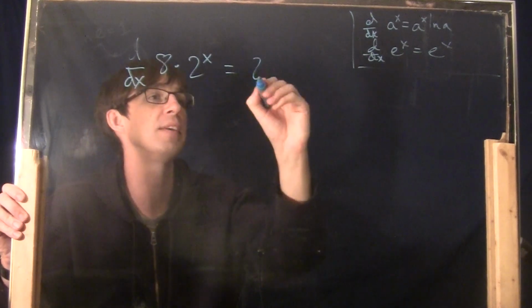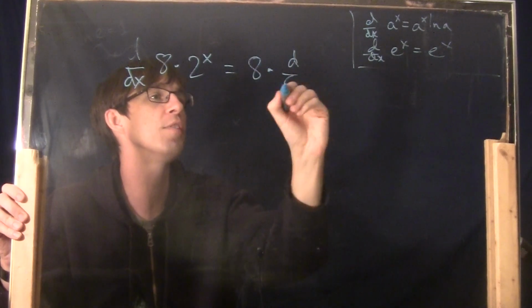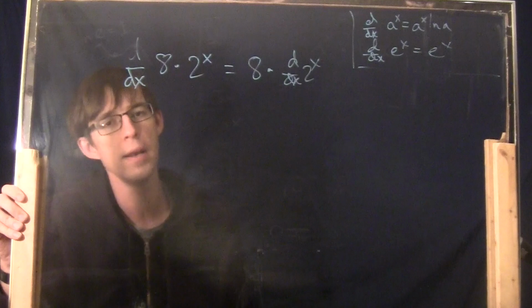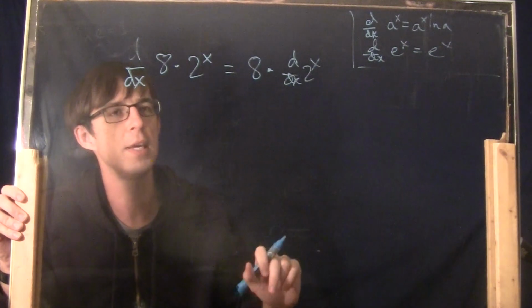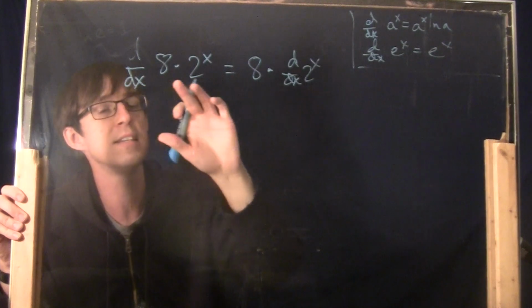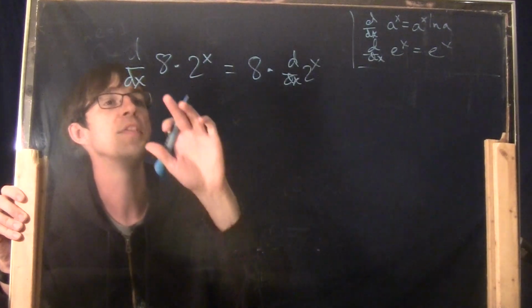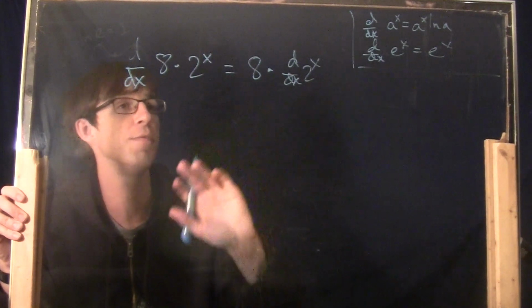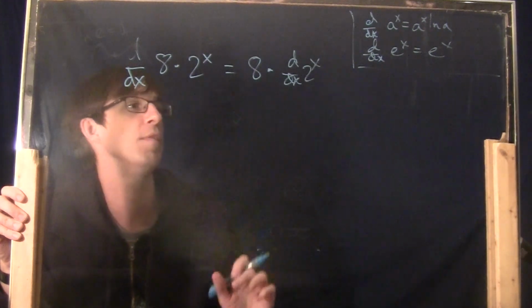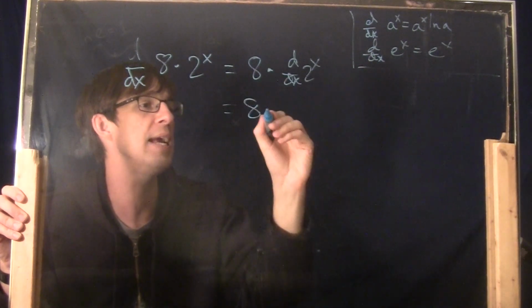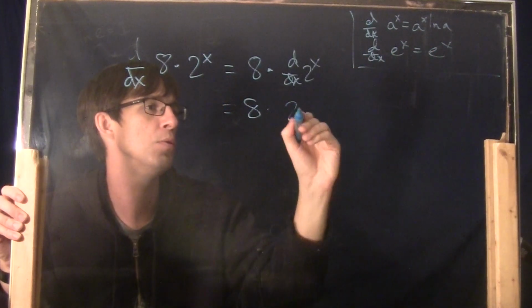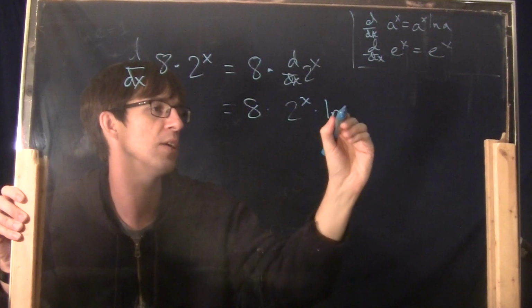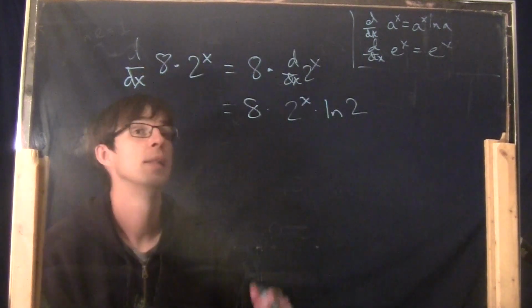So this is the same as 8 times whatever the derivative of 2 to the x is, all right? Now, you don't really have to write this step. You can more or less keep this in your head. When I take the derivative of 8 times 2 to the x, the 8 just stays in front as a coefficient, and then I do whatever the derivative of 2 to the x is. So this becomes 8 times 2 to the x times natural log of 2. All right? Let's try another one.